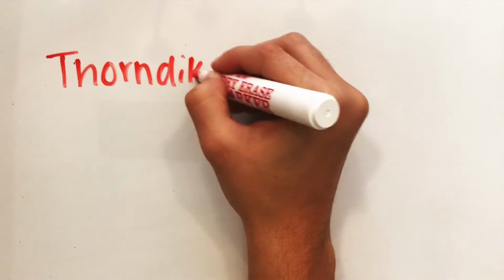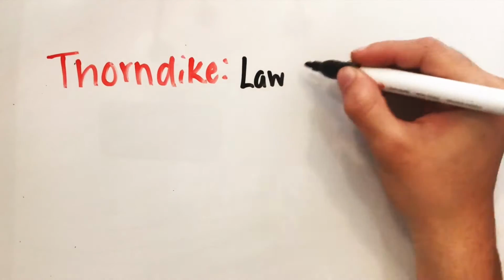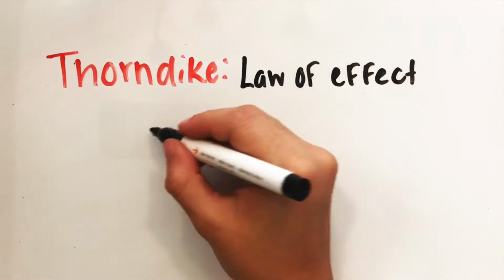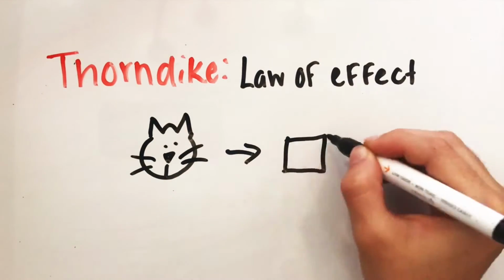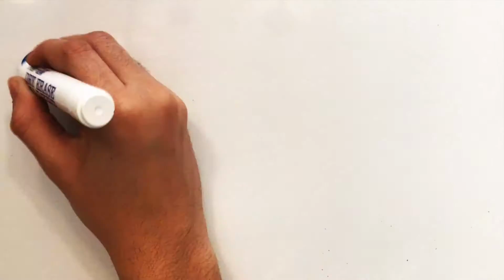The next person that we have is Thorndike. Thorndike studied the law of effect. The law of effect was very similar to classical conditioning. He studied this using animals.